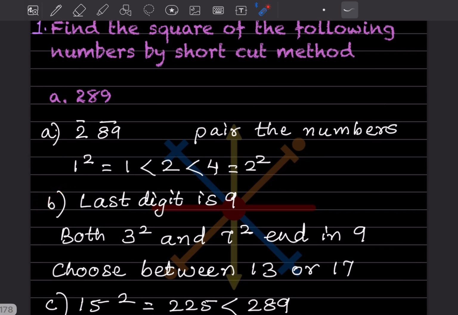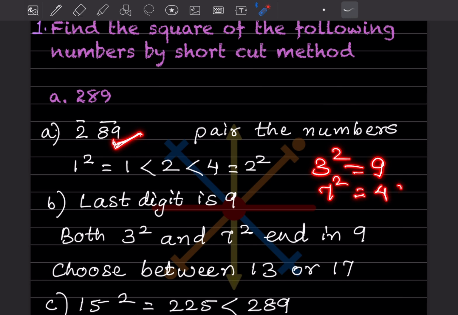Now the second point you have to remember: you are going to see the last digit. So this is the last digit, this is 9. So where do we get 9? 3 square will be 9 and 7 square will be 49. So in both places we get 9. So we can say both 3 square and 7 square end in 9.